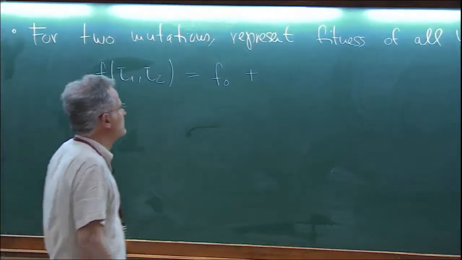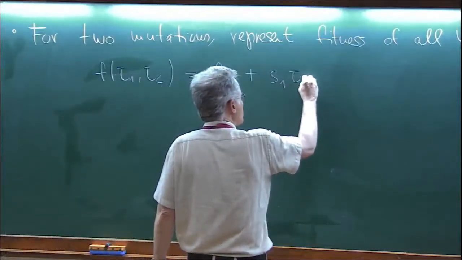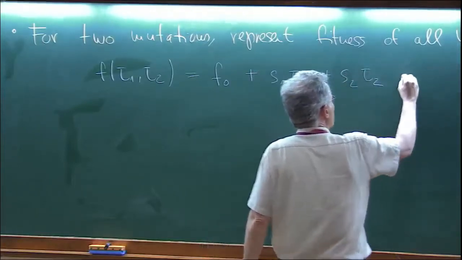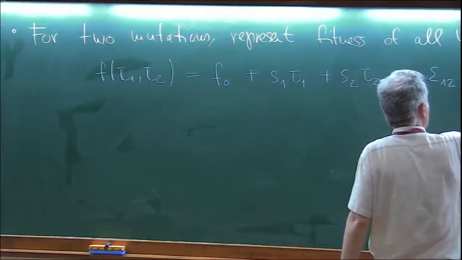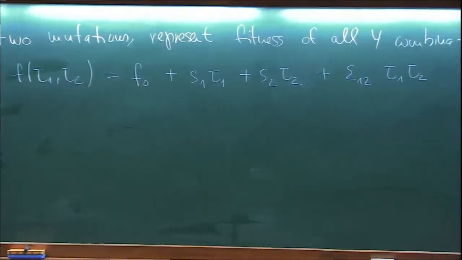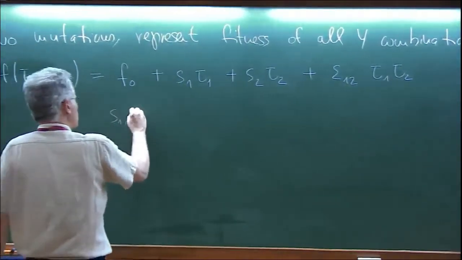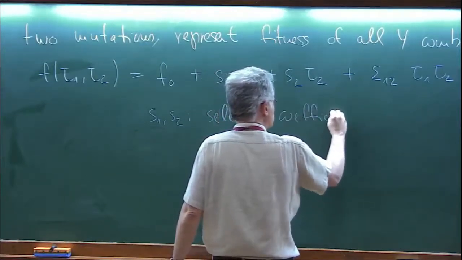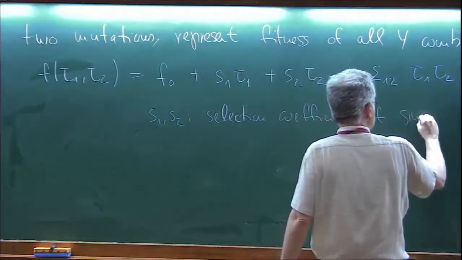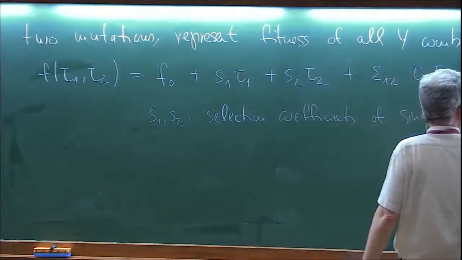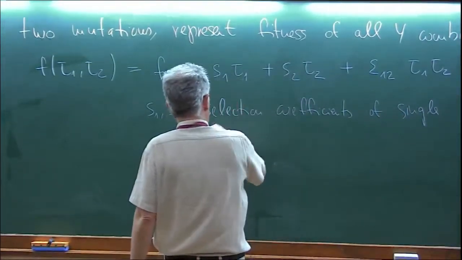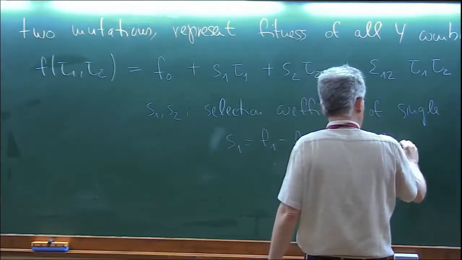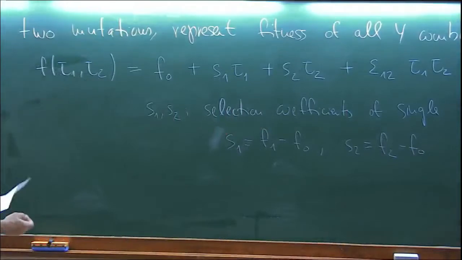If I have mutation 1, then the fitness changes and I write a selection coefficient. So here I'm introducing selection coefficients as well. I'll define them in a moment. If mutation 2 is present, I get another selection coefficient. And if both of them are present, I have to write my epistatic interaction, where S1 and S2 are the selection coefficients of the single mutants, which are simply equal to F1 minus F0, and F2 minus F0.